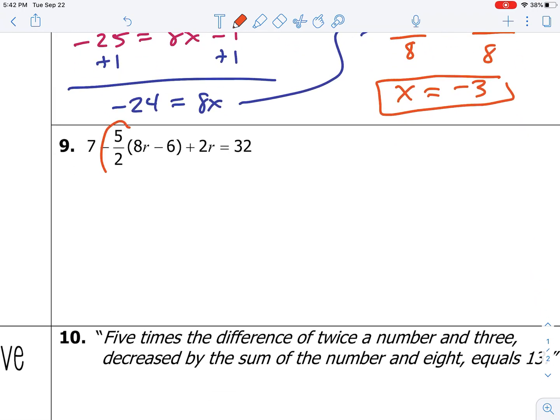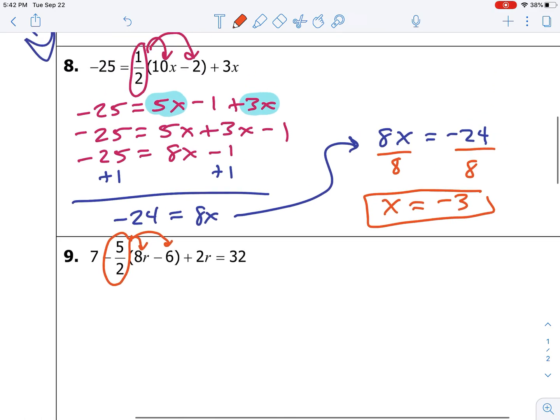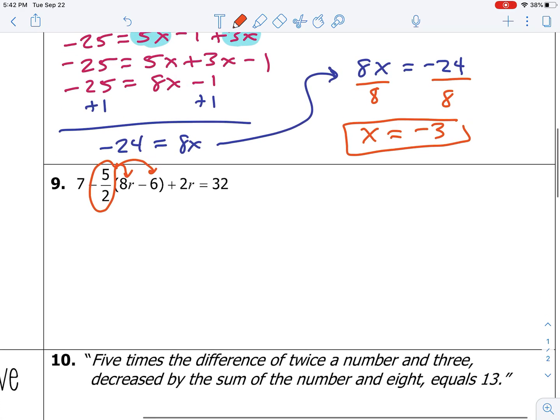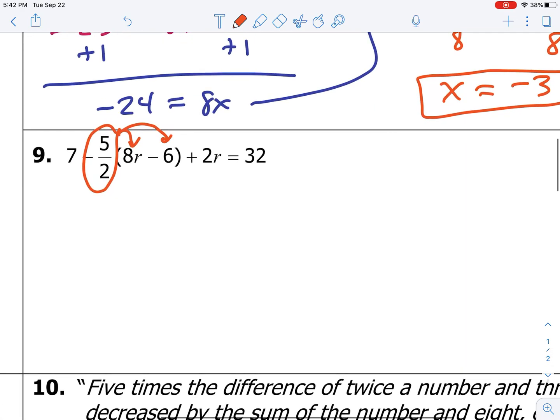I have a negative 5/2 that I need to distribute inside this set of parentheses here. So we didn't do this for the last problem, even though we had a fraction, because it was pretty easy for us to think about what was half of 10x, what was half of negative 2. But this time it's a little bit more difficult to just come up with that without writing anything down.